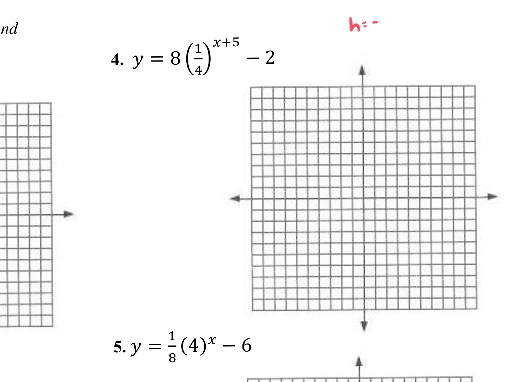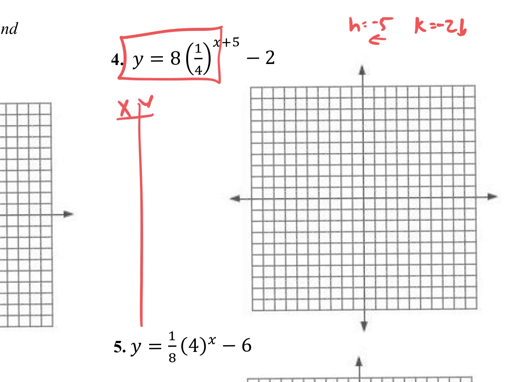So H is -5. That means you're going to shift 5 to the left. K is -2. That means you're going to shift 2 down. And then ignore H and K, and then make a quick input-output table. Use consecutive integer inputs. Plug in an easy one like 0. And again, we're ignoring H and K. Plugging in 0 right there.